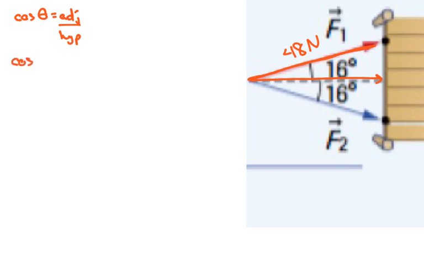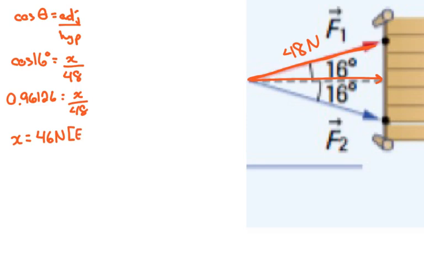Substituting in what we know, cosine of 16 degrees equals x over 48. Cosine of 16 is 0.96126, which equals x over 48. Cross multiplying, going to two sig figs, we get 46 newtons, and this is to the east.